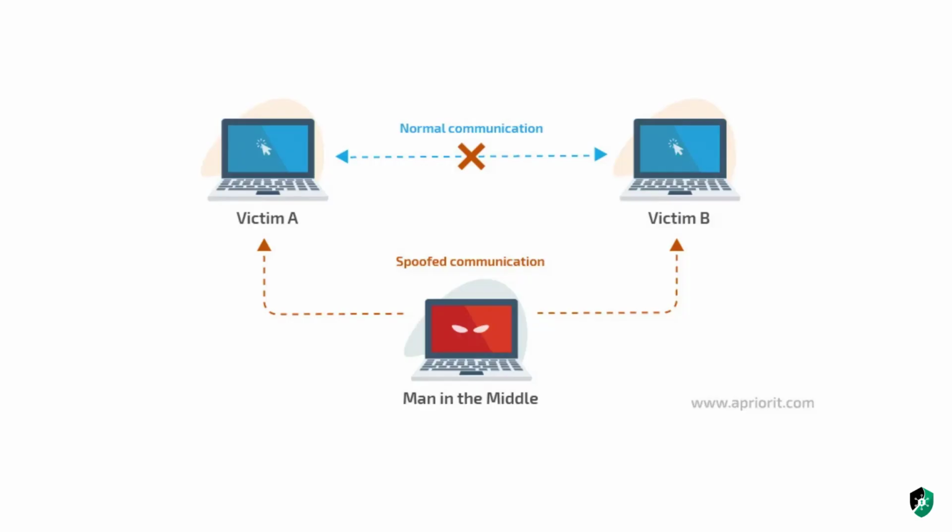Now, in technical terms, impersonation would be something like a man-in-the-middle attack, where you might have victim A and victim B. They're trying to have a normal communication, but then the attacker, with the use of a man-in-the-middle attack, is able to intercept their communication and instead sends spoofed communication to both victims.